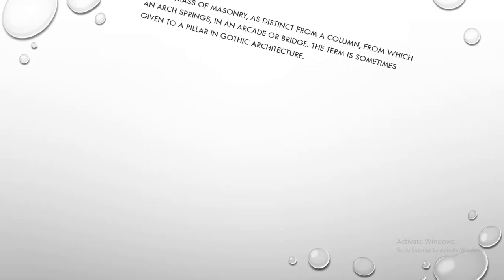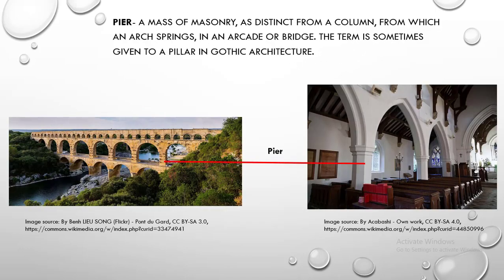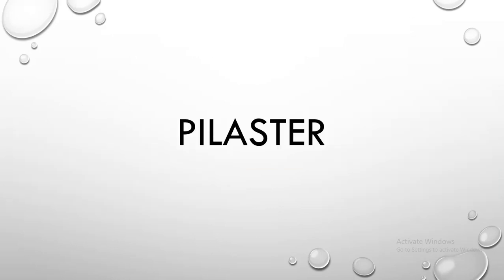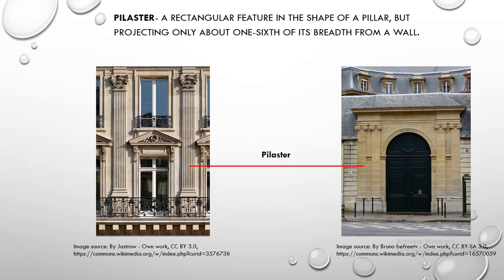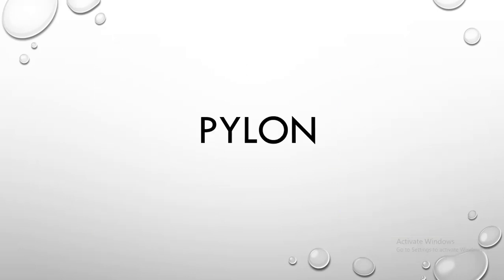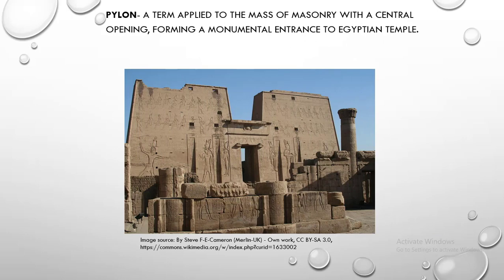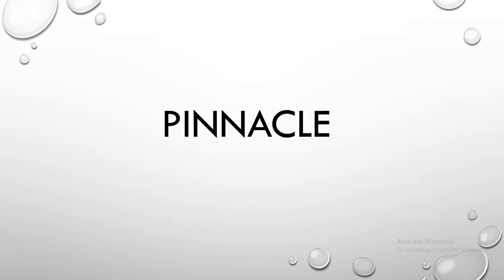Pier. Pier is a mass of masonry, as distinct from a column, from which an arch springs, in an arcade or bridge. The term is sometimes given to a pillar in Gothic architecture. Pilaster. Pilaster is a rectangular feature in the shape of a pillar, but projecting only about 1/6 of its breadth from a wall. Pylon. Pylon is a term applied to the mass of masonry with a central opening, forming a monumental entrance to Egyptian temple.